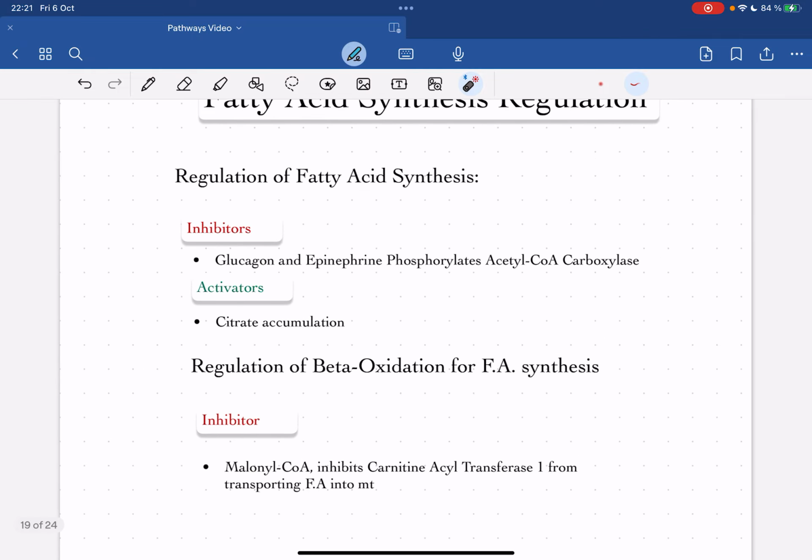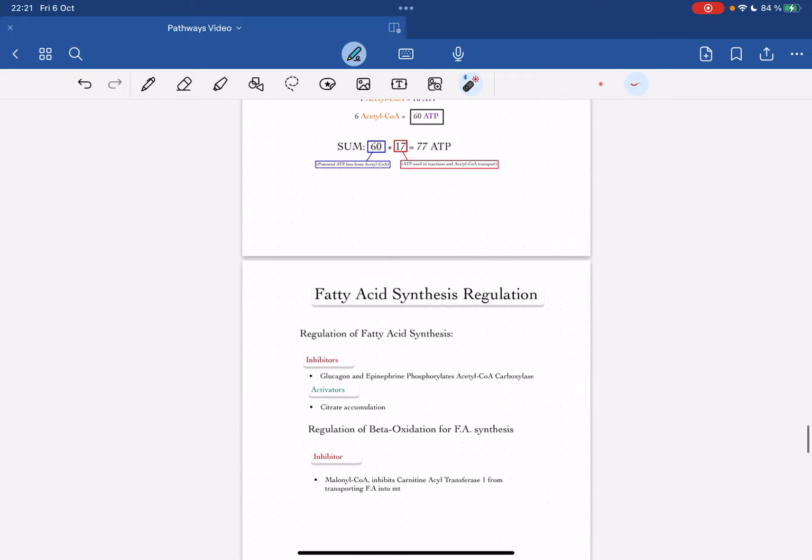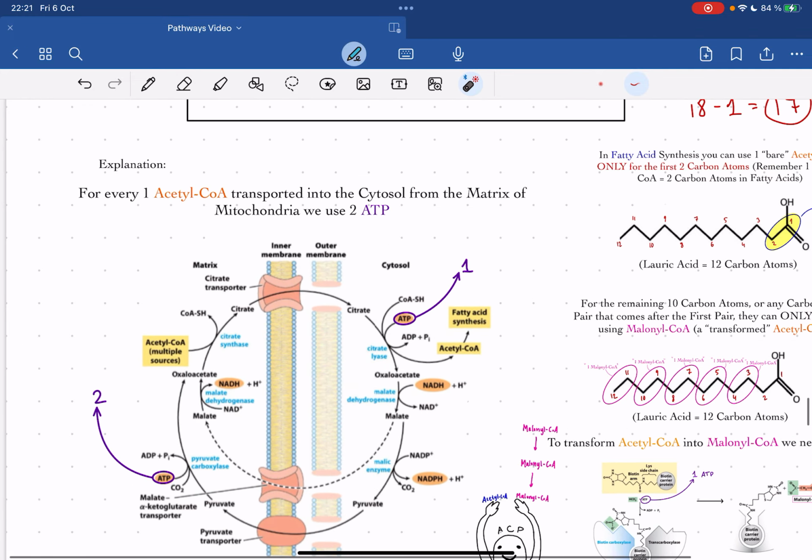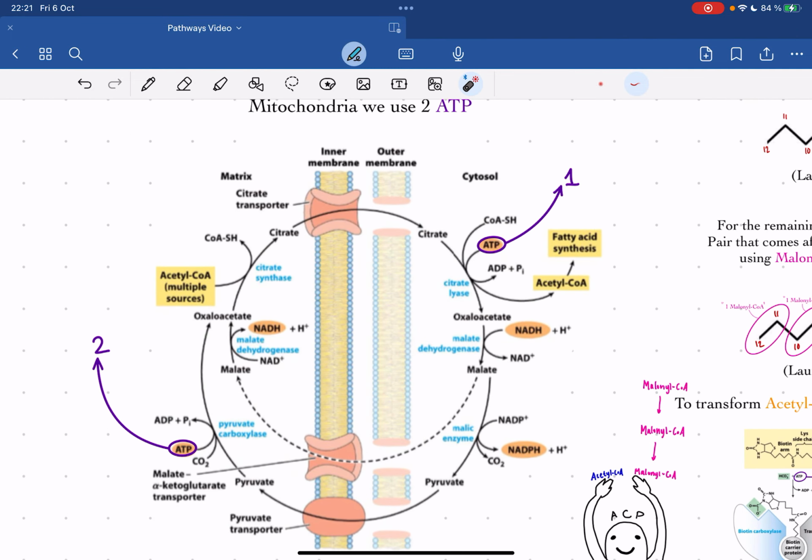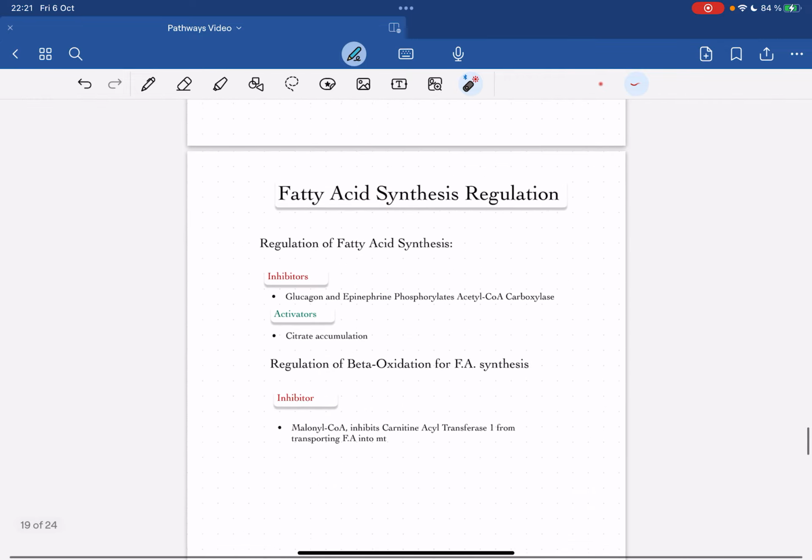But for activators, it's actually citrate accumulation. And we know this with what I said. If we have a citrate accumulation, it will take the acetyl-CoA and transport it into the cytosol.